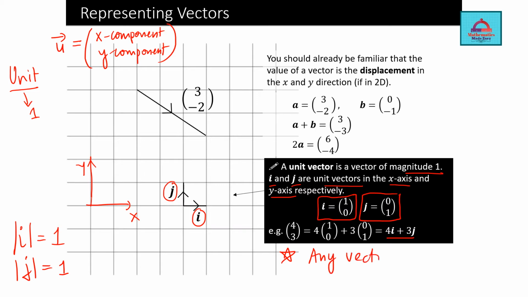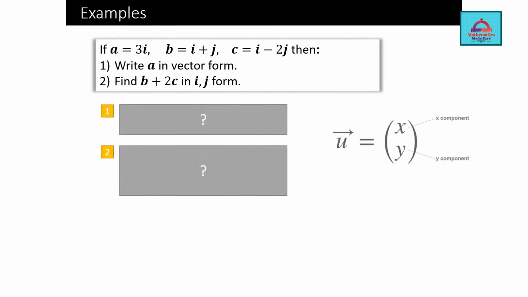So this is very important. Any vector can be written using i and j, the unit vectors. Now you'll see a question. So let's solve this question.